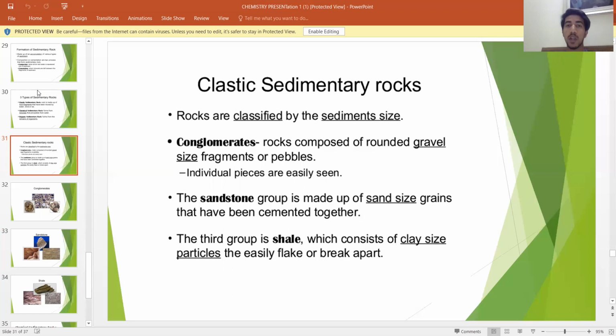When fossils remain for a longer period and are compressed, with the passage of time these are converted into organic sedimentary rocks.